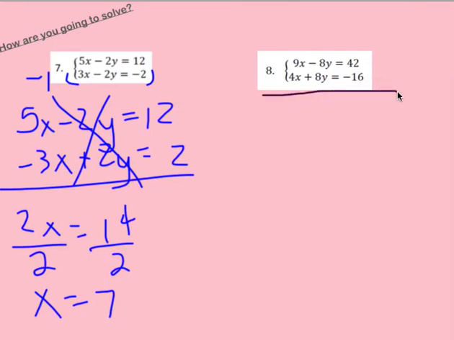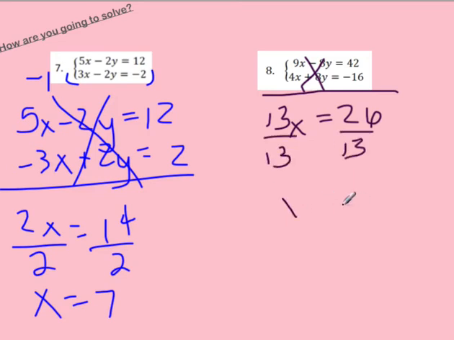So 9x plus 4x is going to give me 13x. My 8y's are going to cancel because I have the same number, opposite signs. 42 minus 16 is going to give me 26. So I'm going to divide both sides by 13, and I end up getting that x is equal to 2.